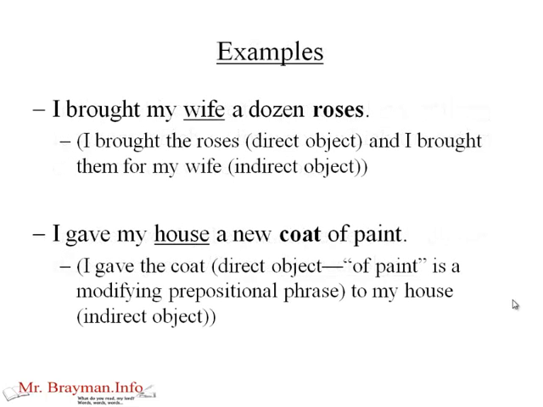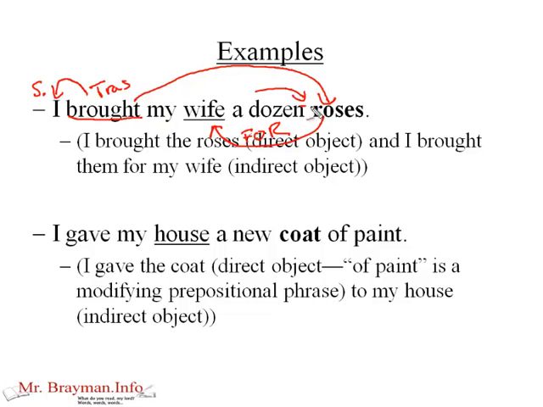So, I bought my wife a dozen roses. Let's look for the predicate. It's I brought. Brought is the predicate. It's a transitive verb. Who or what did the bringing? It's me. And what did I bring? Well, I brought the roses. I brought the roses for my wife. And I could put in the word for, and that would clarify things here. And a and dozen both just modify roses.